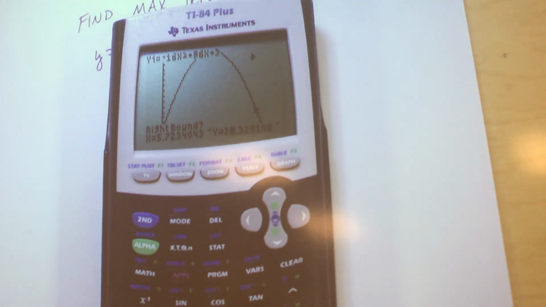Because y'all listen to me. What that calculator's looking for is a sign change. If you got a sign change in your y's, you had a 0 in between there. Okay? That's going to come up later this year.